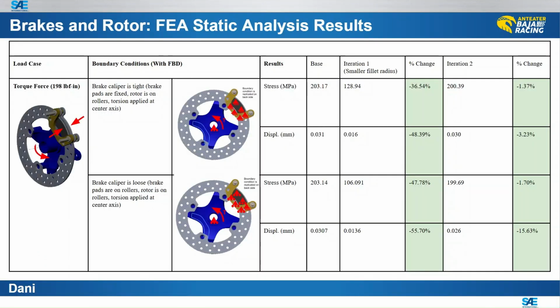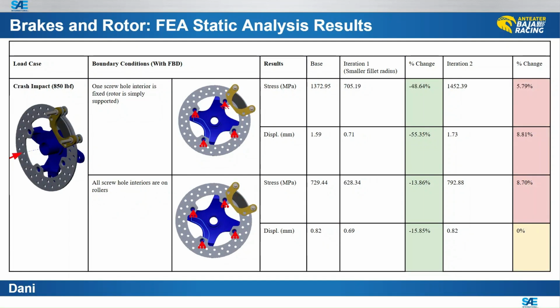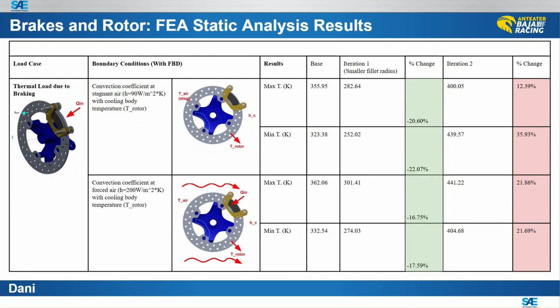On the torque case, I ran 2 different scenarios, one where the caliper was loose and the other where the caliper was fixed and clamping on the rotor. Under the impact case, I analyzed the rotor in the event that the fasteners were either tight or loose. Finally, I simulated a thermal load due to braking under stagnant air and forced cooling air. Both of these boundary conditions were under the assumption that the theoretical heat power was calculated at 6.6 kilowatts.